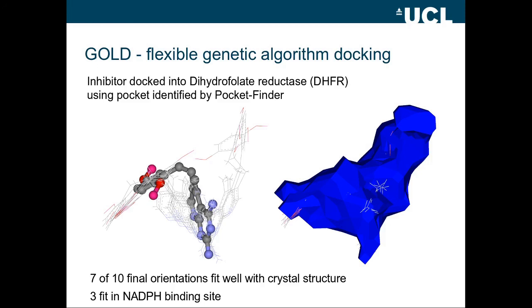So here we're seeing an inhibitor docked into dihydrofolate reductase using a pocket that's been identified by Pocket Finder. And what we find is that 7 out of 10 of the final orientations fit well with the actual crystal structure. So we're seeing lots of different orientations here. This is the crystal structure here. None of them is absolutely perfect, but they're all pretty close. And 3 of them really fit very well into the NADPH binding site of DHFR.